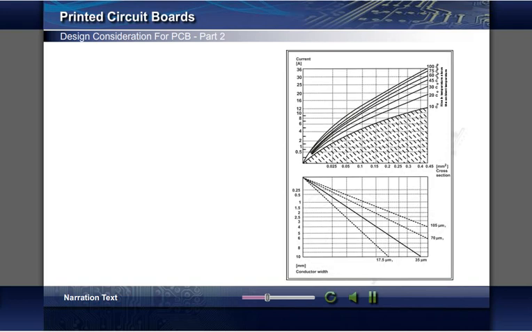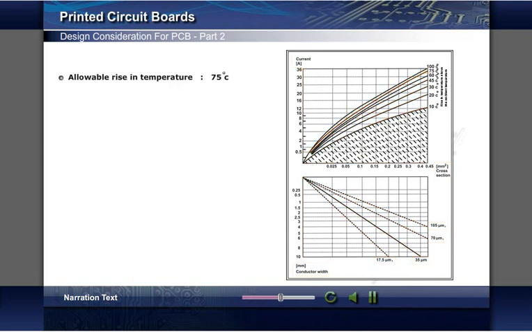This is explained with the graphs shown. The first graph shows cross-sectional area on the x-axis in millimeter square and shows current in amperes on the y-axis. The solid curves are showing rise in temperature due to overcurrent. The graph below is showing conductor width in millimeters on the y-axis. It shows a solid line for 35 micrometer track thickness and dotted lines for 17.5, 70, and 105 micrometer track thicknesses.